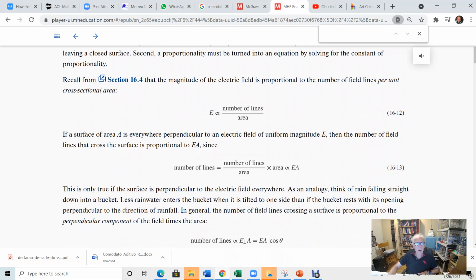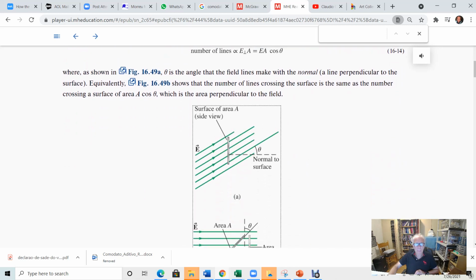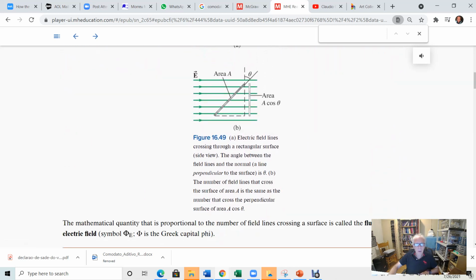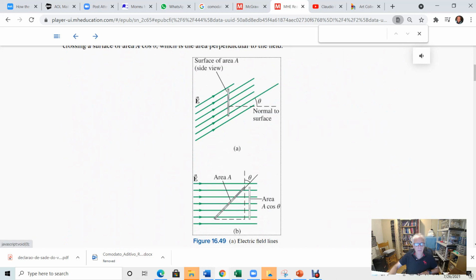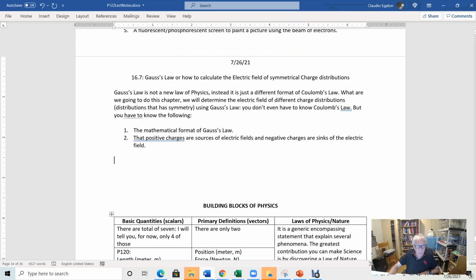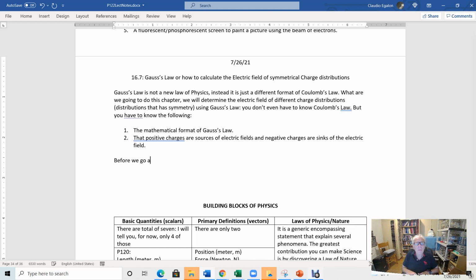Okay, you can skip this part. It's more like a qualitative introduction for Gauss's law. Okay, so here you go. But okay, before we introduce Gauss's law, I have to tell you about something that we call the electric flux. Okay, so we have some illustrations here of the electric flux, and we use the electric flux in Gauss's law.